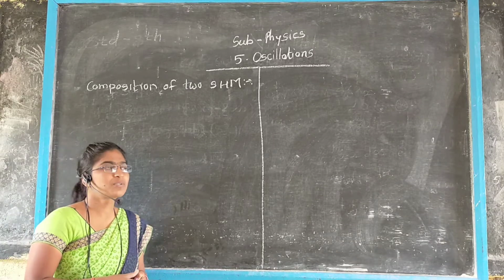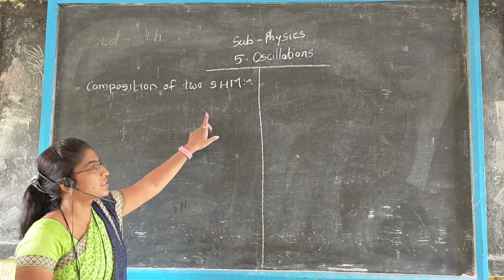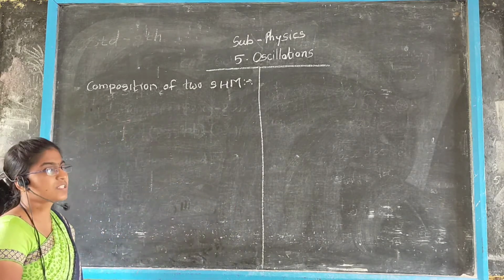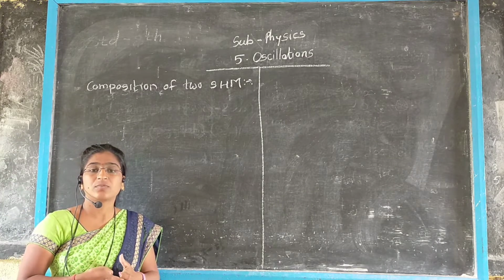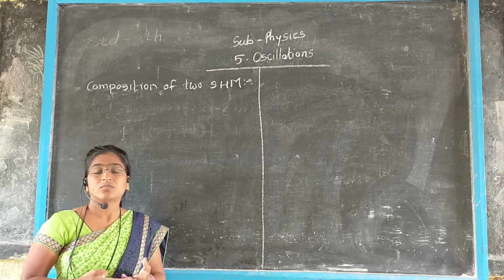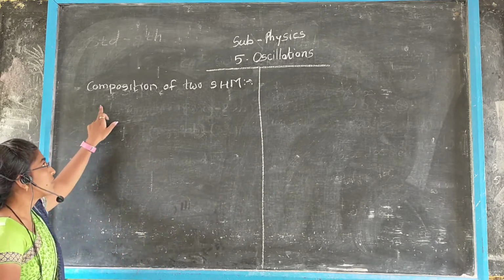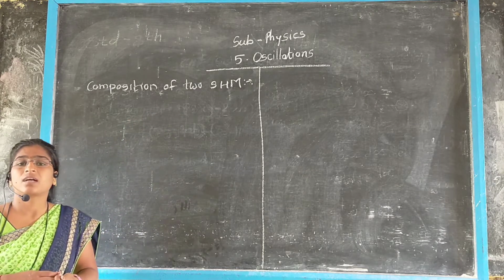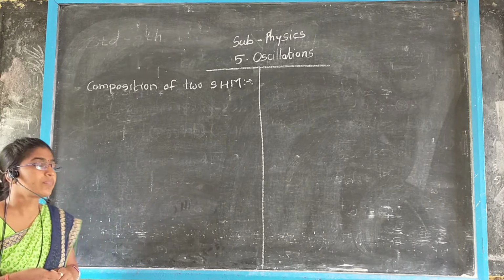Good morning friends. Today we are going to study our fifth chapter, that is oscillation. In this chapter we have to study the composition of two SHM. When two SHM cross, then we get a third one, which we have to find. The composition of two SHM having the same period but having different amplitude and different phase angle.